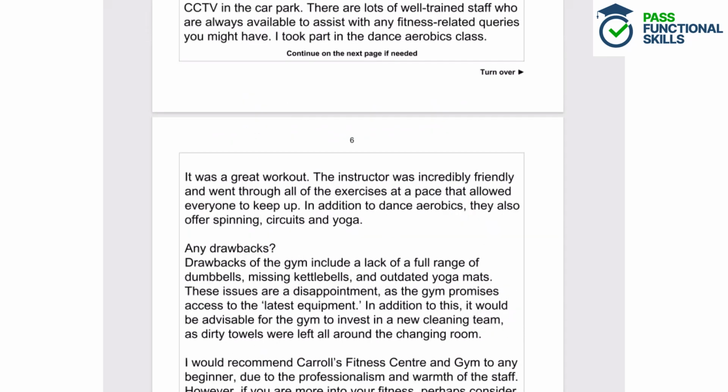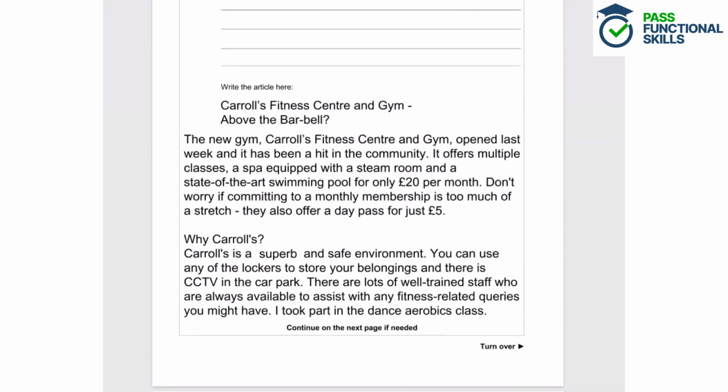So just like we did with the example answer for question 1, we're going to go through the marking criteria and take a look at what makes this a good answer. And again, let's start with punctuation. So remember that you will need a capital letter at the start of every sentence and a full stop at the end. And we have this throughout the answer.